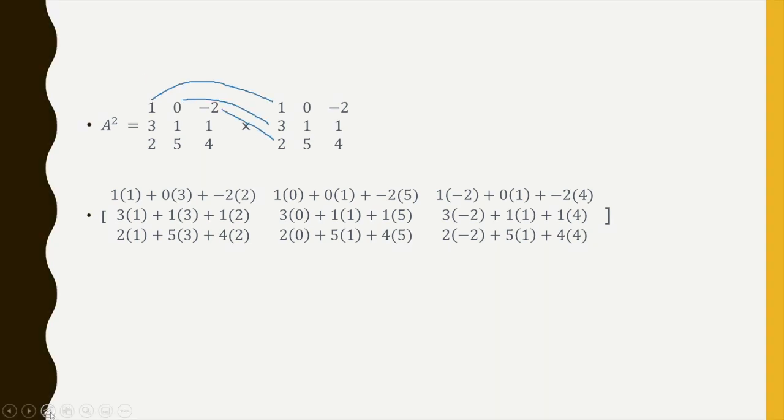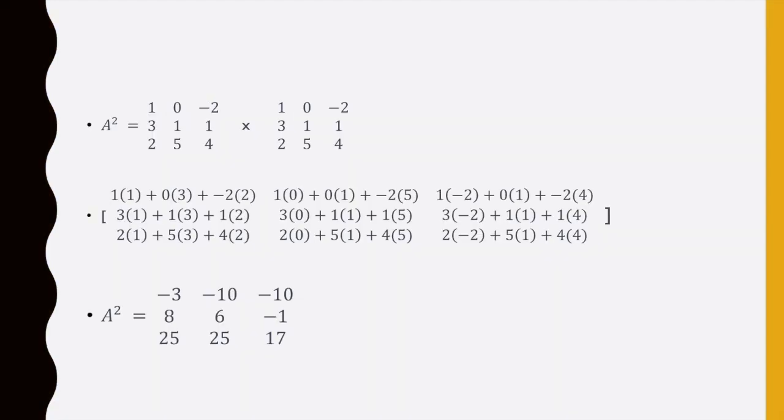As we simplify further, we now get the answer to matrix A squared, which equals -3, -10, -10, 8, 6, -1, 25, 25, and 17.